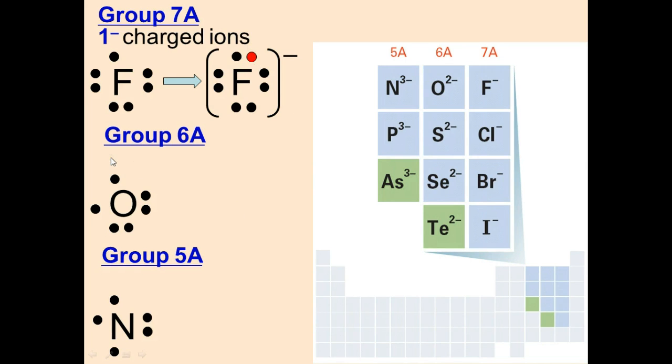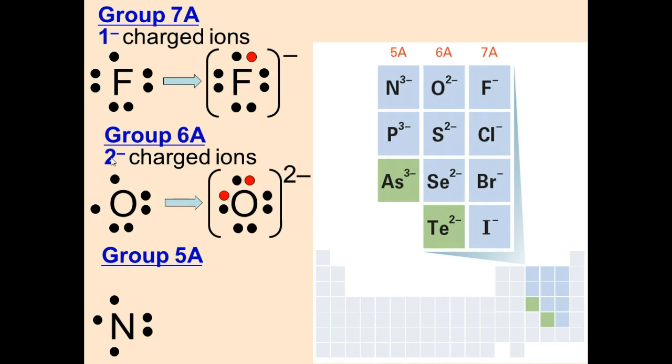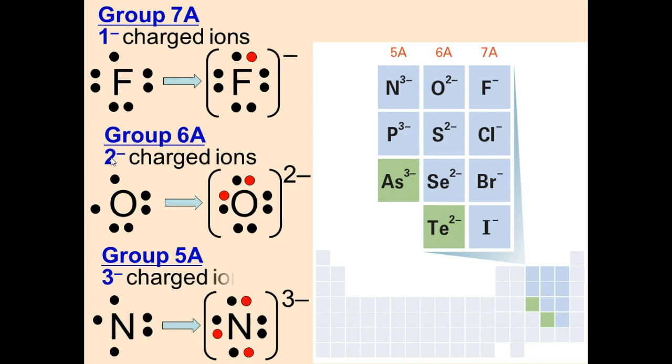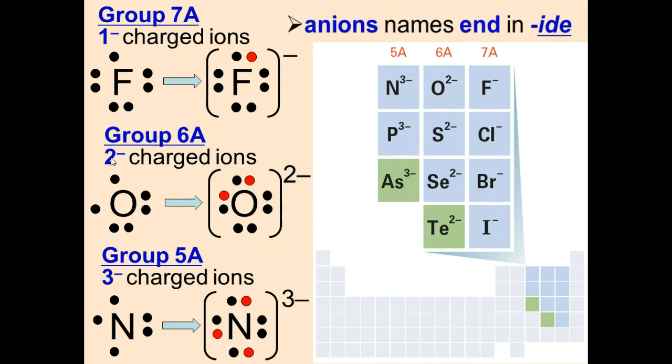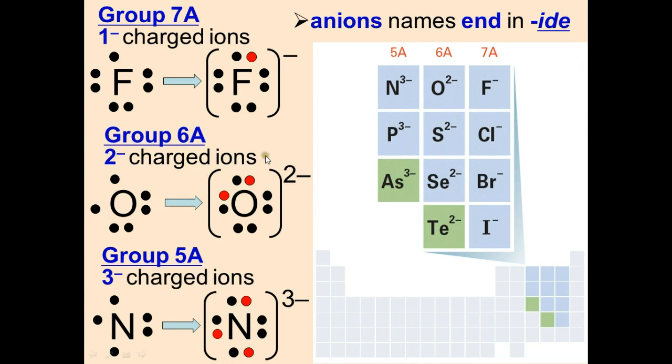And same thing with 6, but instead you need 2 electrons, so you would have a -2 charge because you need 2 electrons, because 6 plus 2 is 8. And then if you're group 5, you need 3 electrons, so you would have a -3 charge. And it's important when you're naming these ions, anion names end in -ide. And also, the anions are always second in the name.